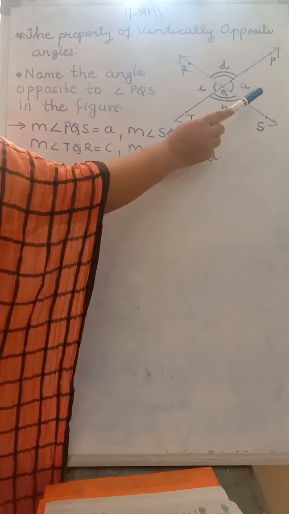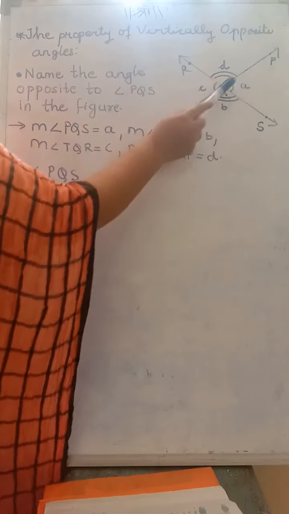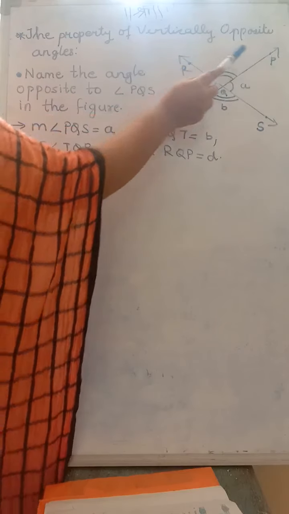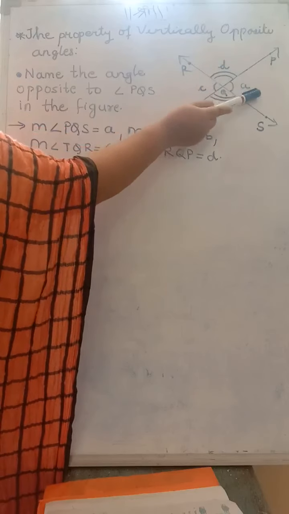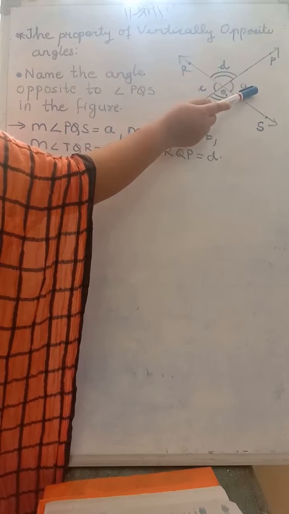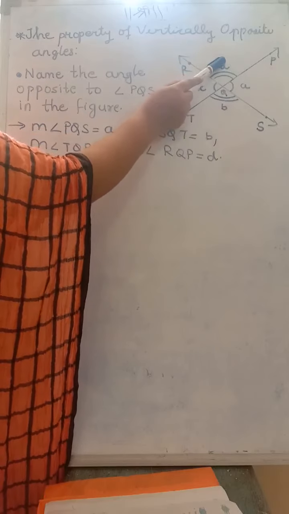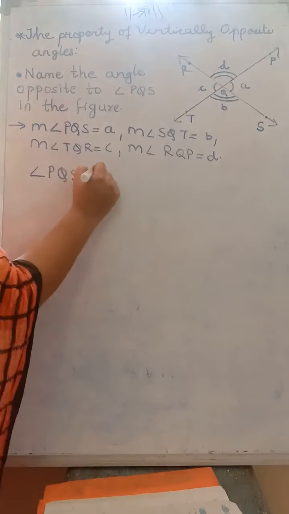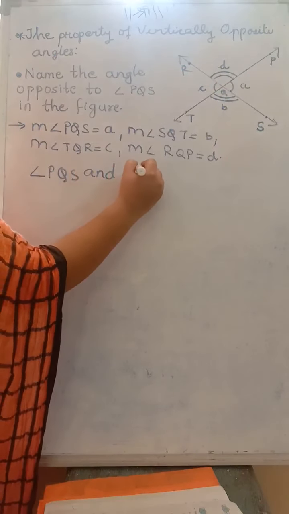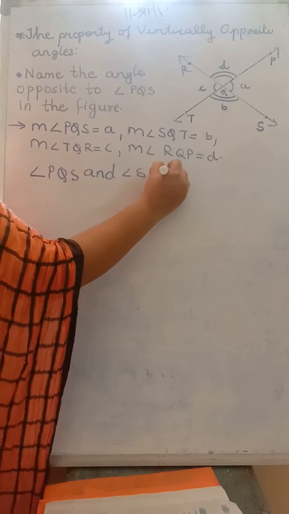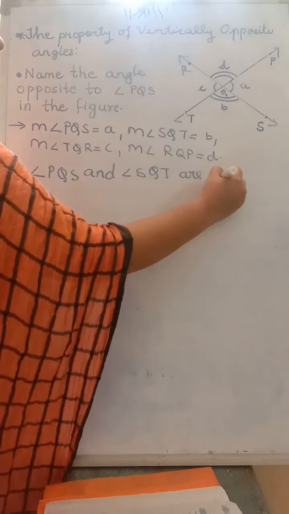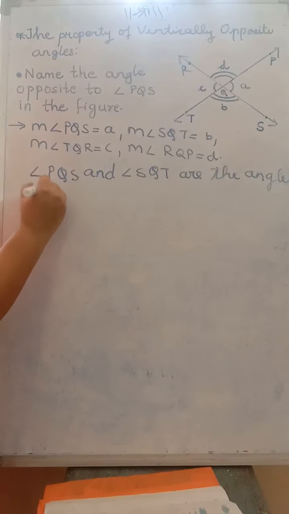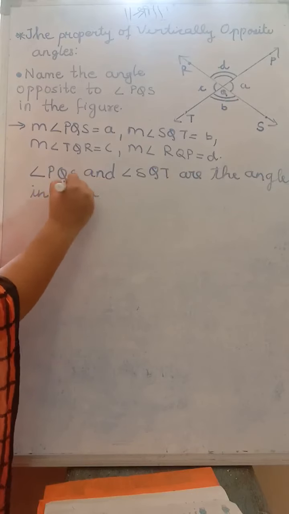Also we have one more angle adjacent to angle PQS, which is on the upper side, PQR. PQR is also adjacent and supplementary, so they are also forming a linear pair. But we will take these two angles. So we will take angle PQS and angle SQT. Are the angles in linear pair?